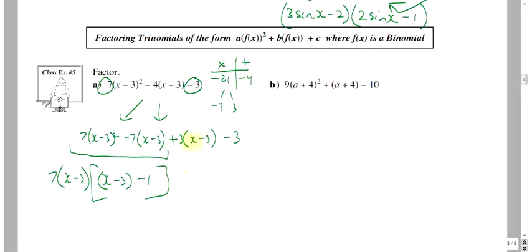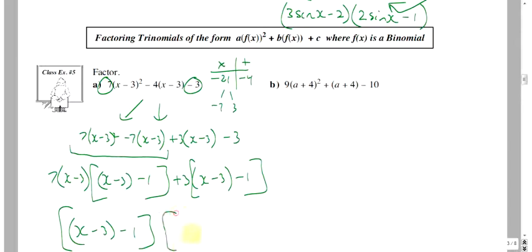All right, what can I take out of here and here? I can take a 3. What do I have left? x minus 3 minus 1. Oh, look, I got the same thing in the brackets. Okay, x minus 3 minus 1. I'm going to take that out. What do I have left? 7(x minus 3) plus 3. Okay, got everybody so far? Is that looking pretty like, oh, that's easy to make a mistake?